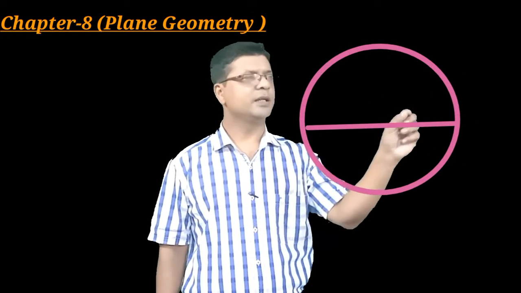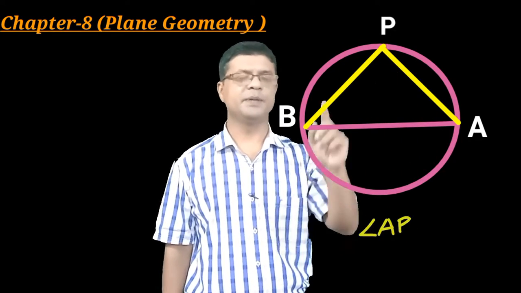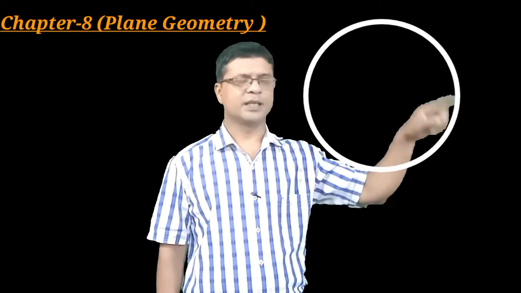Then the second concept required is that if we take this circle, the angle in a semicircle is 90 degrees. This is the diameter. The angle on this semicircle is 90 degrees. That is, angle APB is 90 degrees. We can consider that.